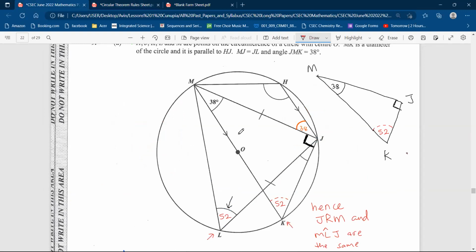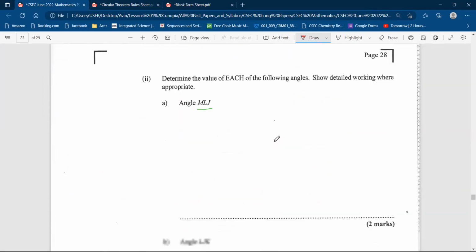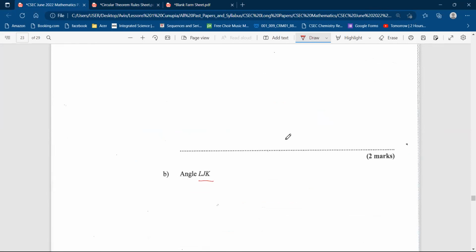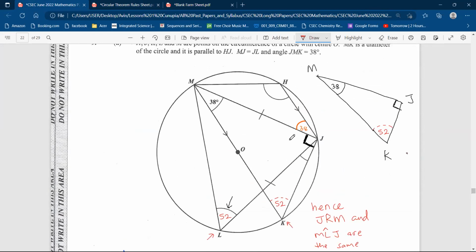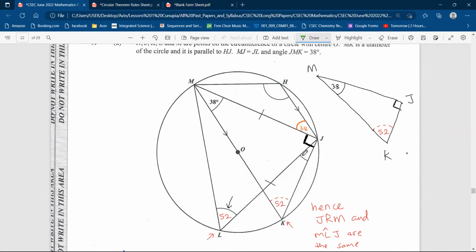So as I'm going, I'm updating my diagram, right? Let's see what the next question is about. The next one, they want you to find angle LJK. So let's go and identify that angle, LJK. Let me get a different color here. LJK. That's this angle here. You see the small angle here? They want you to find that angle over here.